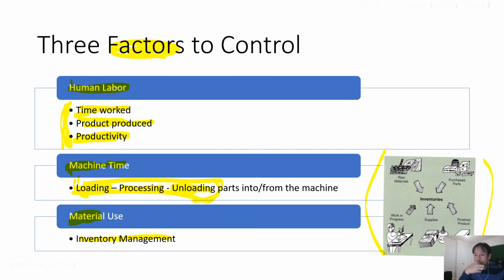This diagram shows what is included in the manufacturing inventories. So raw material, purchased parts, finished product, supplies, work in progress. These are all included in manufacturing inventories. That means the manufacturing inventory system should manage all the materials, from raw material to work in progress.